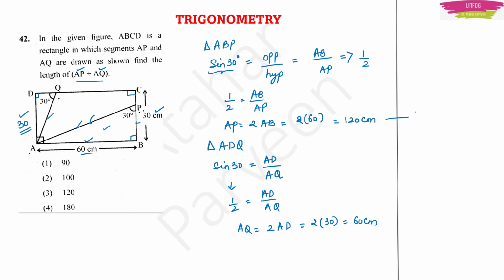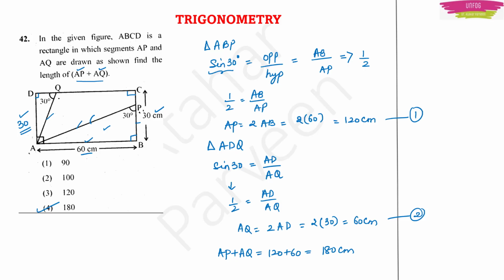Now I got AP also, I got AQ also. I can just add them up to find the length of AP plus AQ. So AP plus AQ will be equal to 120 plus 60. So this is equal to 180 centimeter. So option 4 will be the correct answer. Okay.